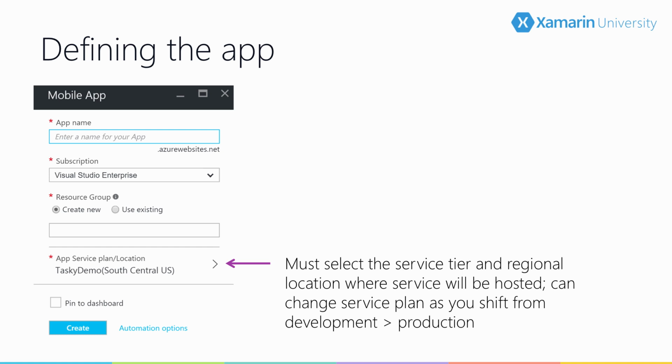And finally, we need to select the service tier and the region for our new service to be created in. This will default to the last one that you used. You can click on this and you can change the default selection. Once we've filled all these values in, we can optionally pin this to the dashboard, which we do recommend. You're going to be using it a bit. And then click Create to begin the process of creating our service. This will take a few minutes, and once it's complete, you'll be taken to the new mobile app services dashboard.